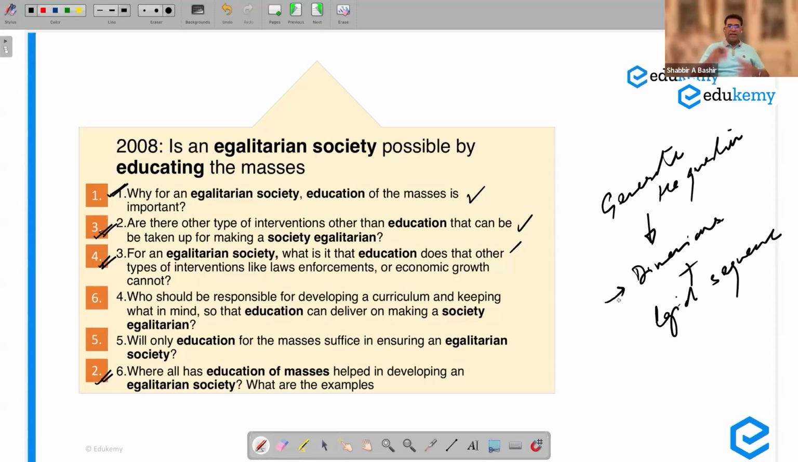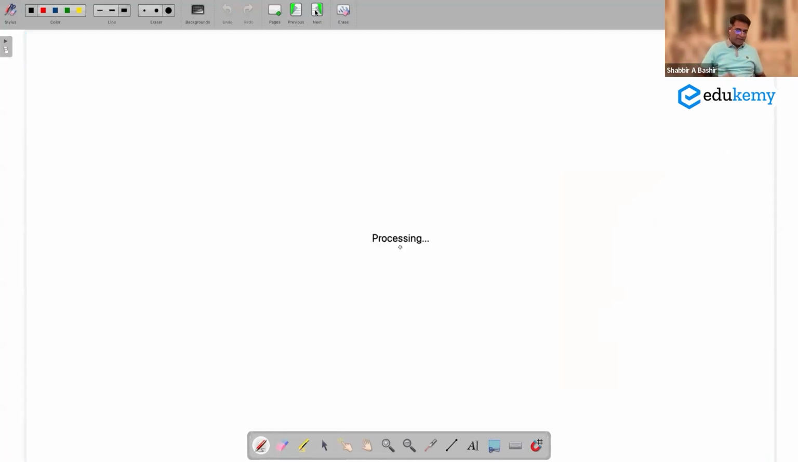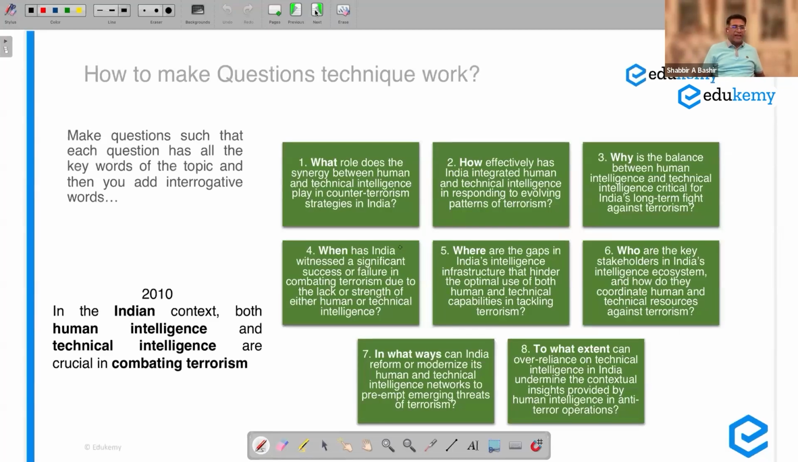Dimensions give me the ideas to discuss. The logical sequence gives me the structure to discuss. What is the arrangement of the ideas, the logical flow of the ideas? Look at this question again. This topic, 2000, same topic.